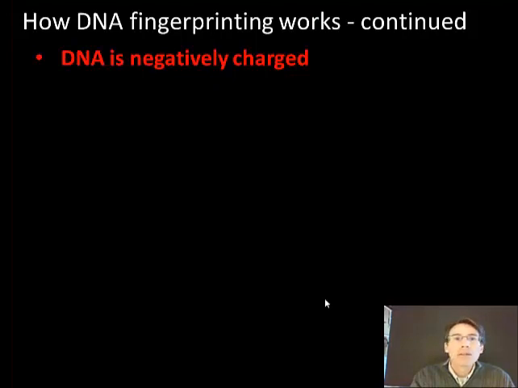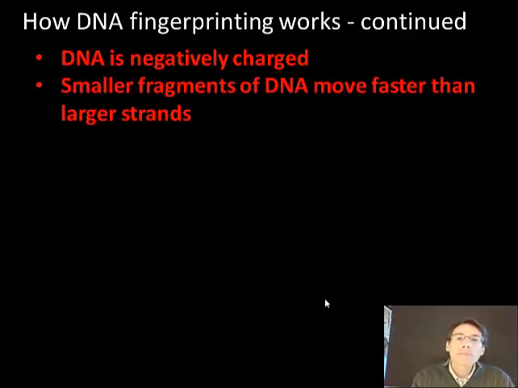Okay, so if you thought earlier about the fact that DNA has a negative charge, that's because of the sugar phosphate backbone. The phosphates of DNA are negatively charged. Also, if you thought about how DNA was broken into those fragments, the smaller fragments will move more quickly through our gel than the larger strands. Larger strands get caught up in that polysaccharide obstacle course and don't move as fast compared to the smaller ones.